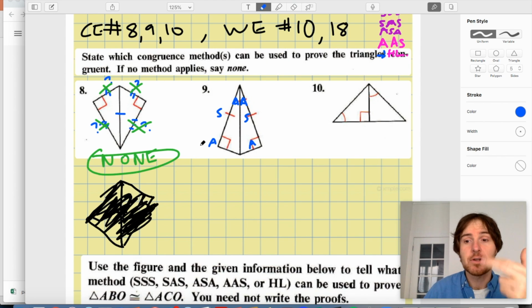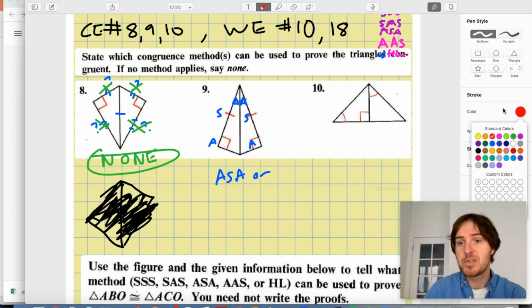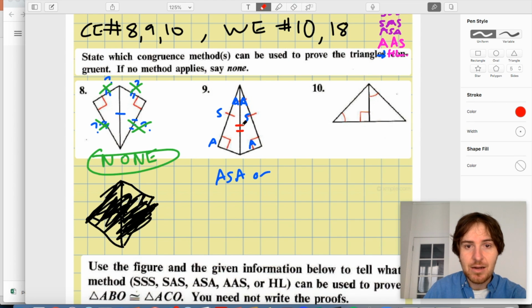They measure 90 degrees, therefore they're equal to each other, so those angles are congruent. So this could be ASA, or it could be HL. This one could be HL too, because check it out here. Hypotenuses are congruent to one another.